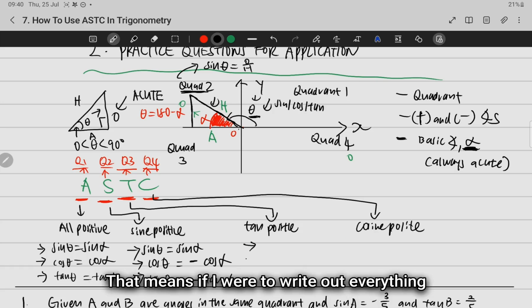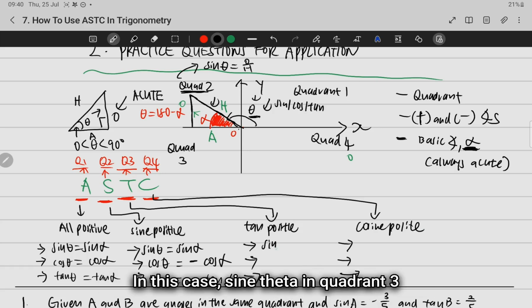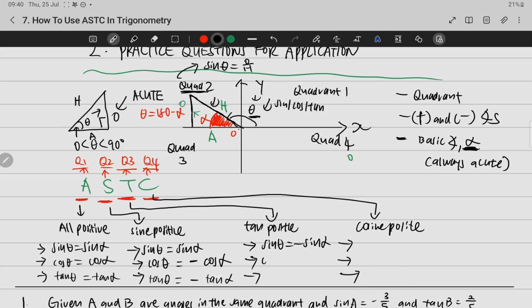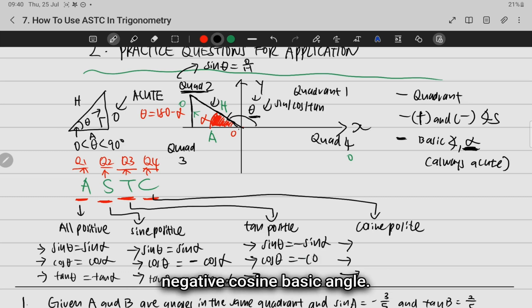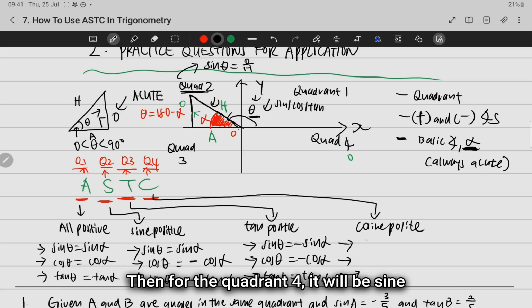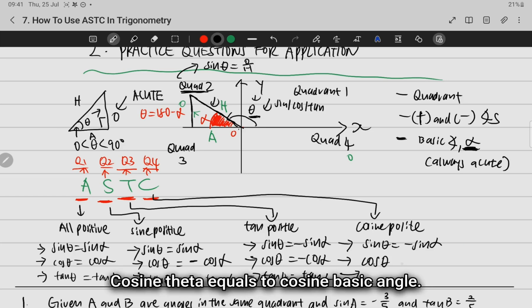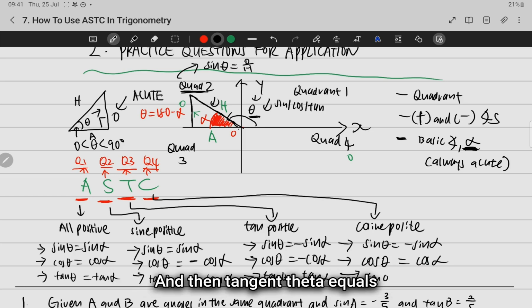That means if I were to write out everything over here for you to see, it will look like that. So in this case, sine theta in quadrant 3 equals negative sine basic angle. Cosine theta equals negative cosine basic angle. Tangent theta equals tangent basic angle. Then for quadrant 4, it will be sine theta equals negative sine basic angle. Cosine theta equals cosine basic angle. And then tangent theta equals negative tangent basic angle.